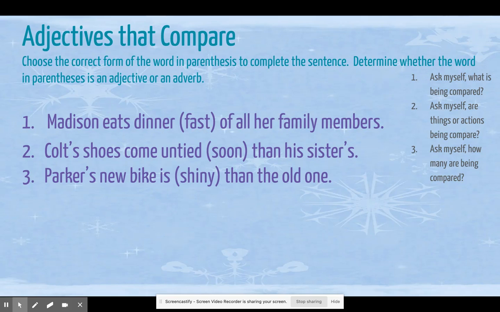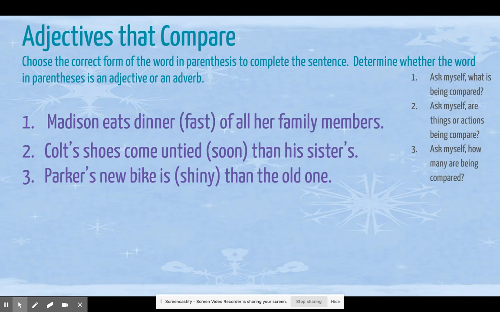What is the correct way to say shiny? You should have said shinier. And we have to ask, is it comparing, or what is it comparing? In this one, it's comparing the bikes. We have to ask ourselves, are the bikes things or actions? Well, bikes are things, so it's a noun. So because it's a thing, we know that we are using adjectives.